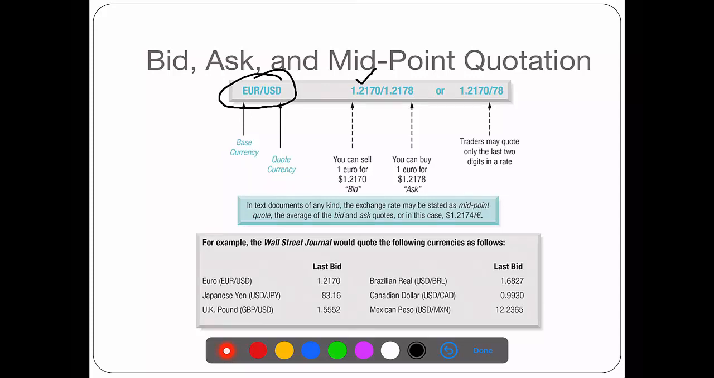But if I need to buy the same euro from the dealer, I need to pay $1.2178 to the dealer so that I can buy 1 unit of the euro. So the difference between these two rates is the spread, which is the profit for the dealer. If I take the average, meaning I add them both and divide by 2, I'll get the exchange rate, and this is the midpoint at which most of the exchange rates are quoted.